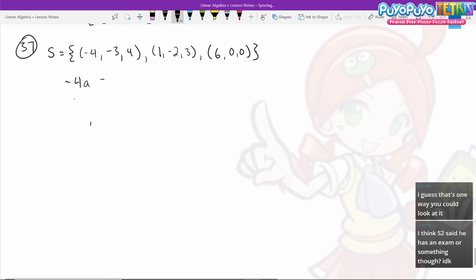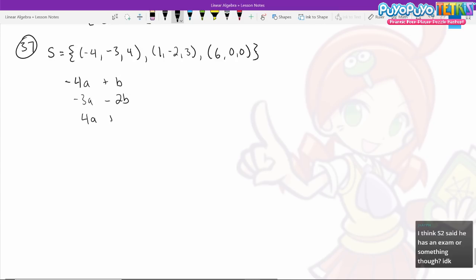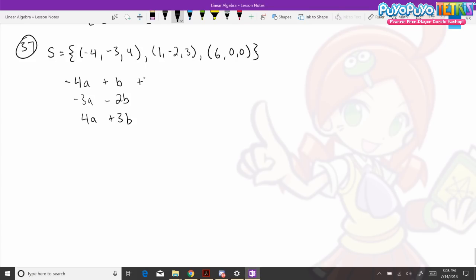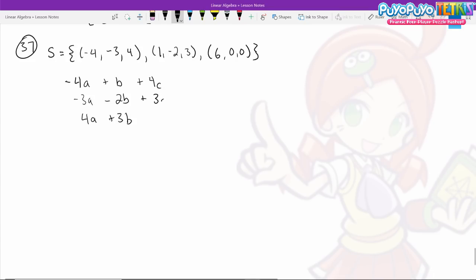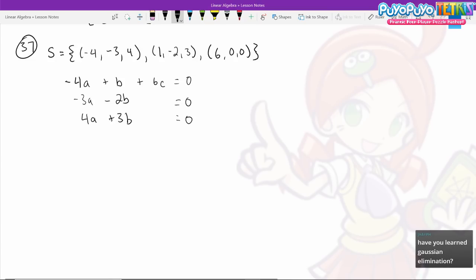Wait a second, I'm stupid. Oh, wait. Sorry, I'm getting so confused right now. There's just so many numbers on the screen. I'm scared I'm writing this wrong. Oh, wait. Okay, 4, negative 3, 4, 1, negative 2, 3, 6, C, that's 0. Okay. Gaussian elimination? Yeah.